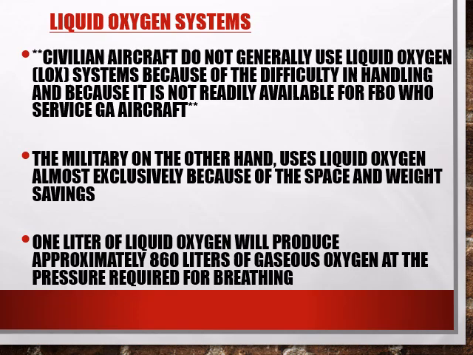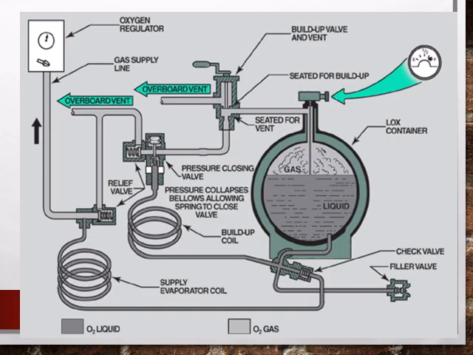LOX systems are not common in civil aviation due to complexity and servicing difficulty. However, the military uses them extensively for weight and volume efficiency. 1 liter of LOX can produce 860 liters of gaseous oxygen. Liquid oxygen systems require specialized plumbing to handle the conversion from liquid to gas and the venting of excess pressures.